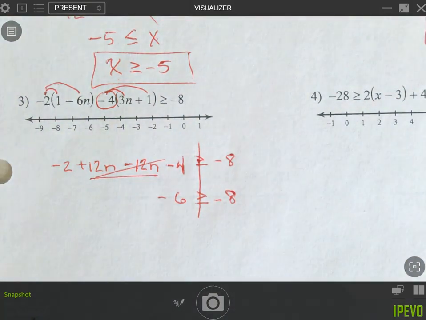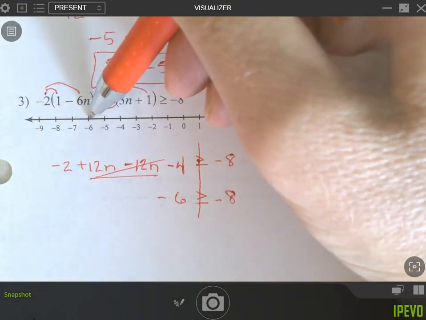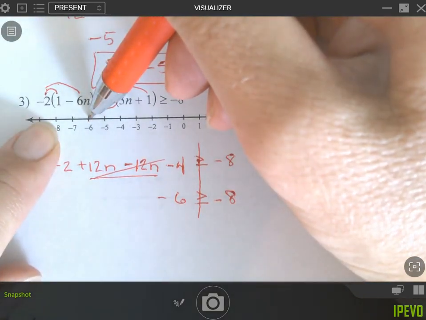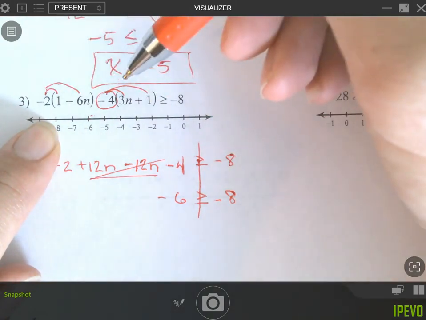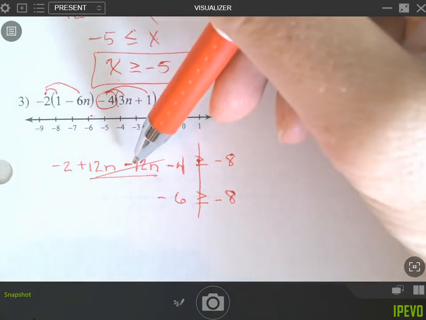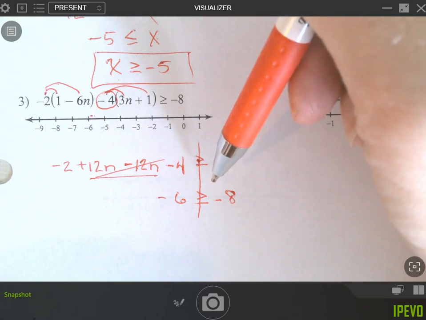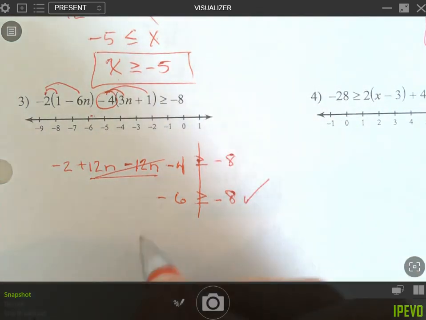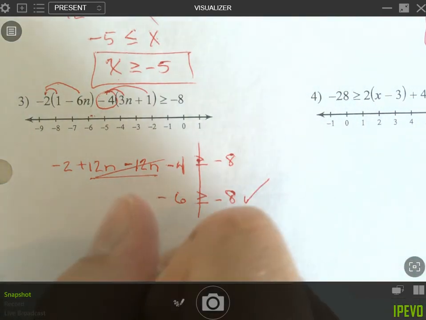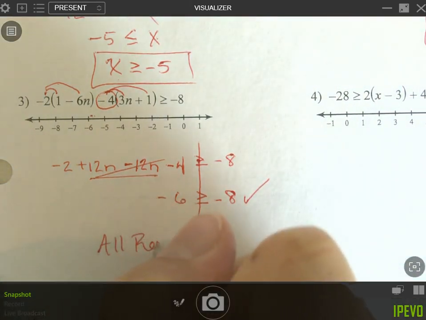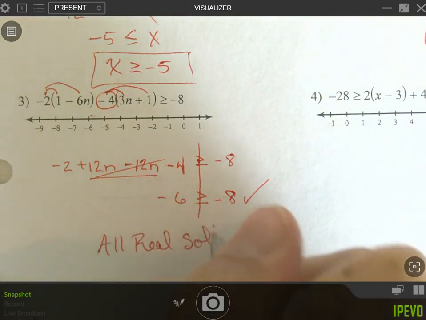Yeah, you have to think about your negatives. -6 is right here, and -8 is down here. Is -6 always going to be to the right, greater than -8? So my variable canceled out, and I got a special case. If my statement is true, that means everything works. So all real solutions. Now, how would I graph that?